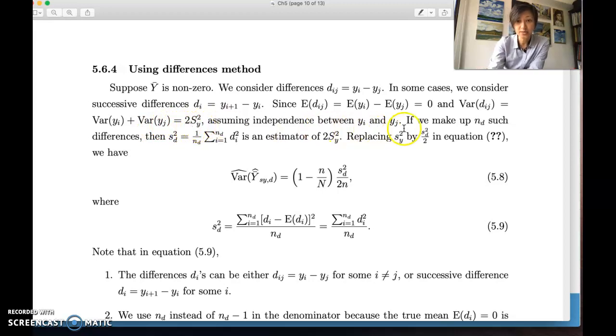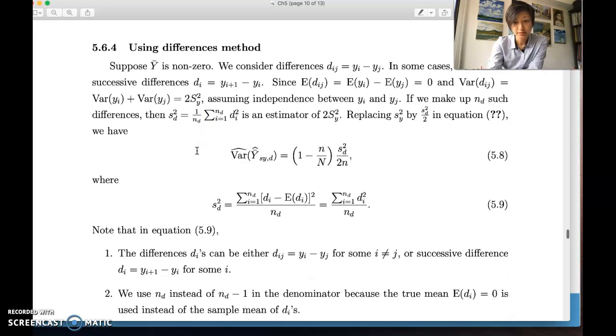So if that's the case, we can make up nd numbers of those differences if we're looking at the successive differences. We can now say that Sd square is equal to the summation of di square, which is the successive differences squared, divided by nd. And we have nd instead of nd minus 1 because we are looking at the true mean, the expected value of the di.